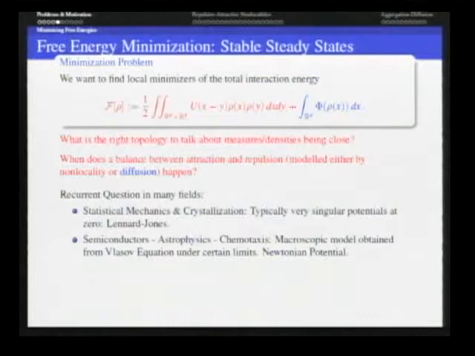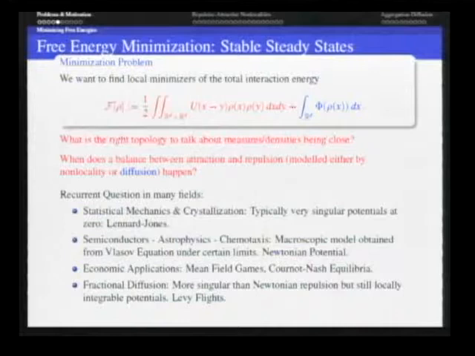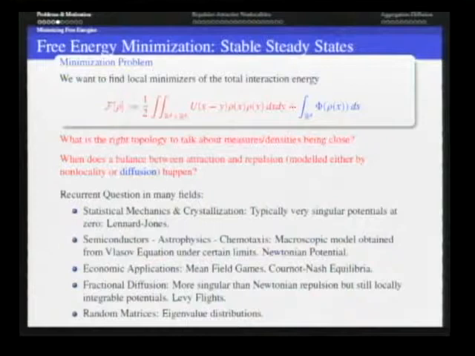Then the second example that comes easily is in semiconductors or in chemotaxis, which is very classical when you have a Newtonian potential. And we'll come back to that in a few slides. And then there are other more recent applications, or that receive more attention from this community recently, like in mean-field games, in fractional diffusion, when even the interaction potential is a bit more singular than Newtonian. And recently I learned that, at least in the case of the interaction potential, this problem appears naturally for the eigenvalue distribution in random matrices. So this kind of question appears in many, many different fields.